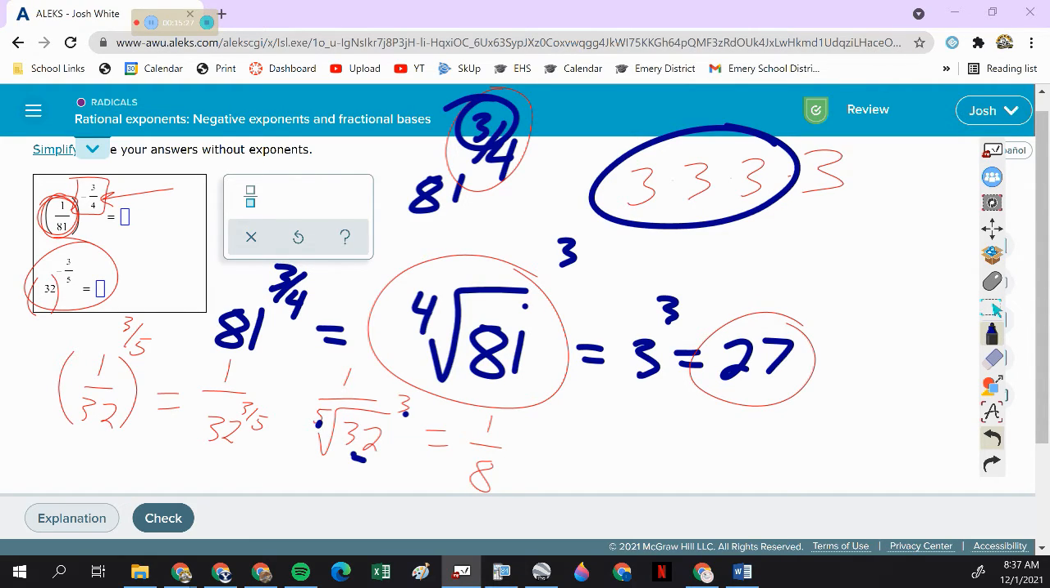What did we really accomplish? Well, we had 1 over 2 times 2 times 2 times 2 times 2. How many of those 2's are going to be part of the answer? Just 3 of them. So that's what fractional exponents do.